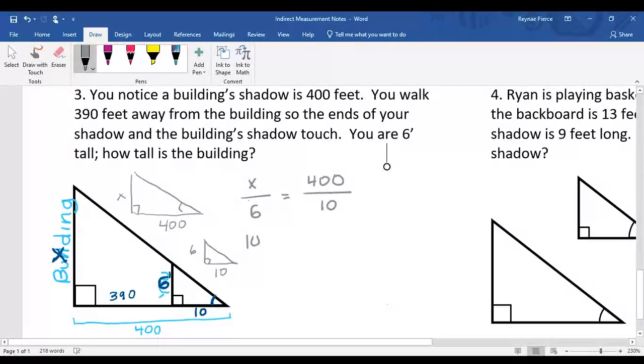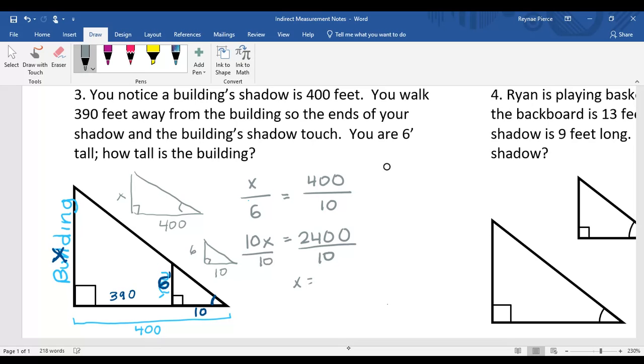But here we're going to cross multiply. We've got that proportion set up. 10x equals 2400. And when we divide both sides by 10, x is 240, which means that our building is 240 feet tall.